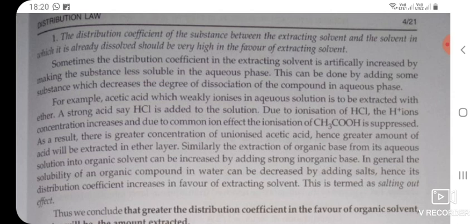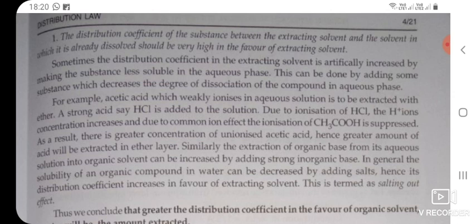decreases the degree of dissociation of the compound in the aqueous phase. For example, acetic acid, which weakly ionizes in an aqueous solution, is to be extracted with ether. A strong acid, say HCl, is added to the solution. Due to ionization of HCl, the H+ ion concentration increases, and due to the common ion effect, the ionization of CH3COOH is suppressed. As a result, there is a greater concentration of unionized acetic acid, hence a greater amount of acid will be extracted in the ether layer.